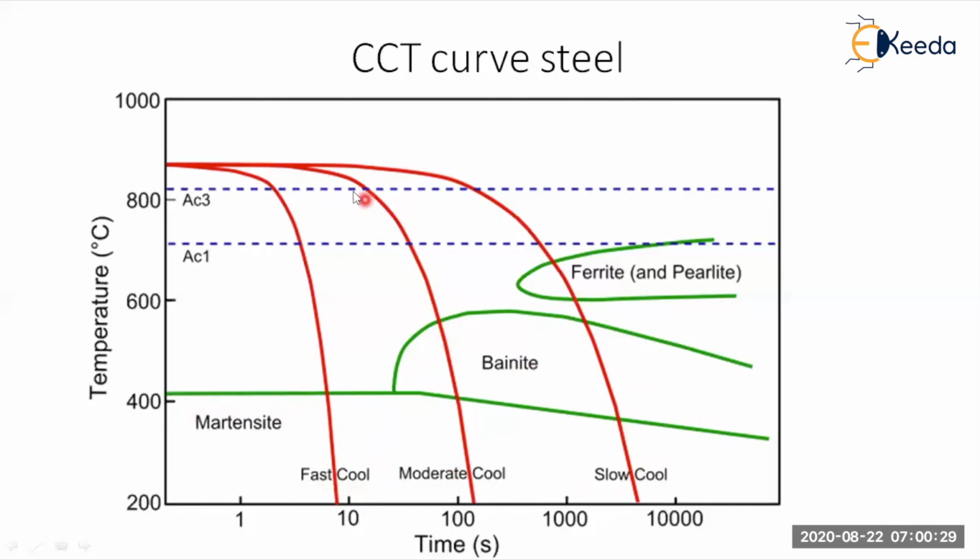If you cool at medium rates, that is a moderate cool, then you will get the bainite structure. So this is the bainite. The strength of this bainite is in between martensite and pearlite. Pearlite is a very, very soft structure. Martensite is a very, very hard structure. In between pearlite and martensite, the bainite structure is available, and it is medium soft.